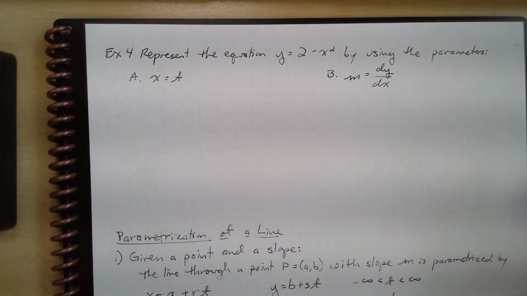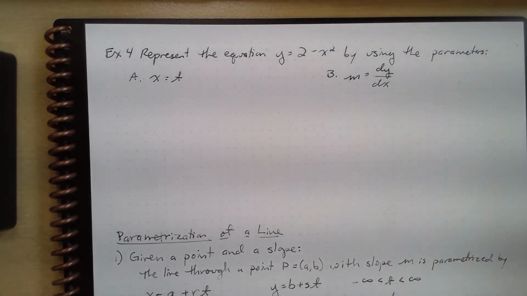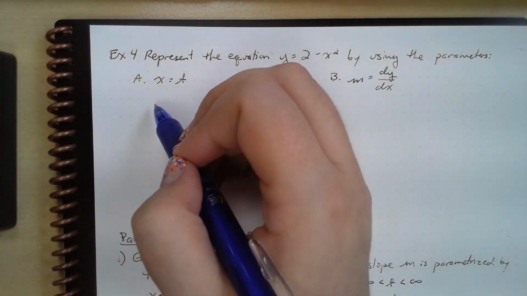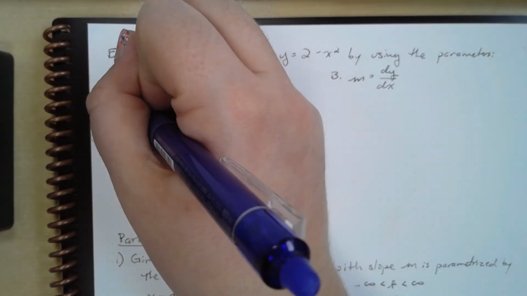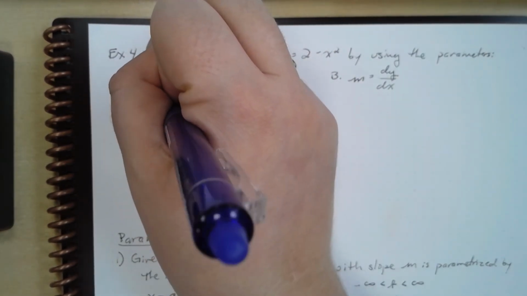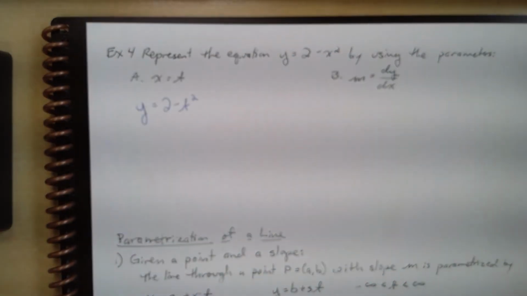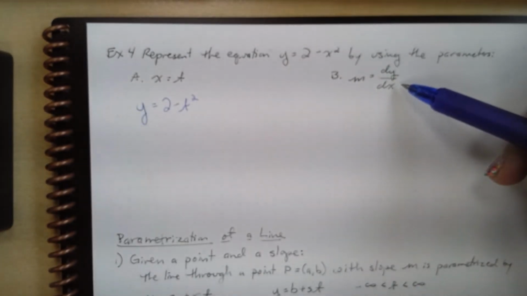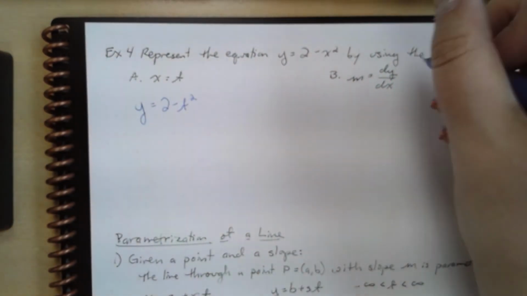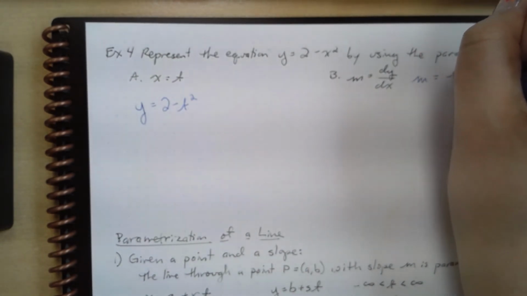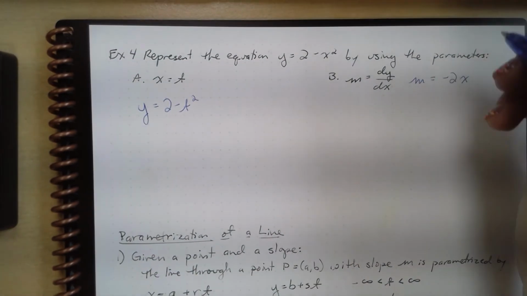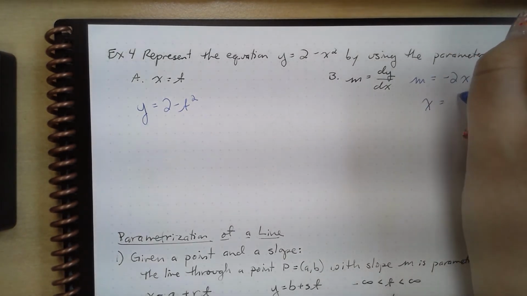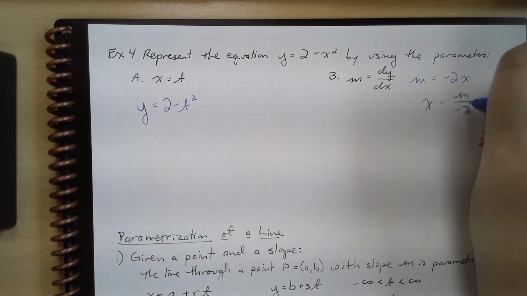So we're asked to represent the equation y equals 2 minus x squared by using the parameter x equals t. Well, if we're using the parameter x equals t, we're just going to rewrite this as when x equals t, y is going to equal 2 minus t squared, right? That's just substitution. And what if we're going to use m is equal to dy over dx? Well, we can actually find our m here. So m is also going to be equal to negative 2x, right? And I can rewrite this in terms of x. So x would be equal to m over negative 2, right?